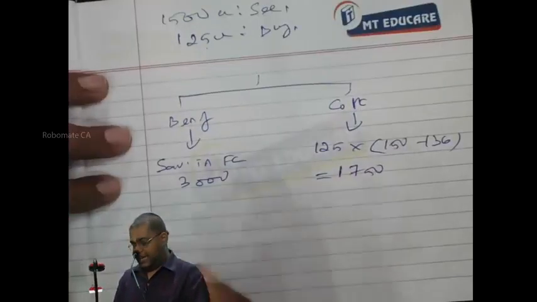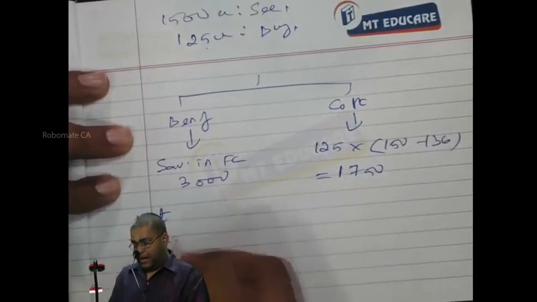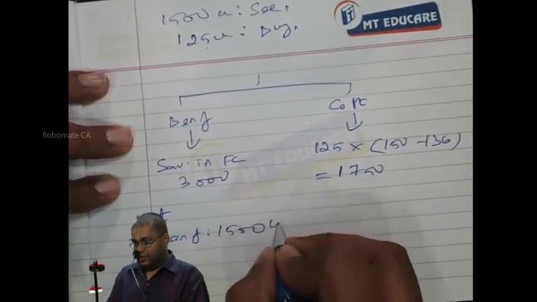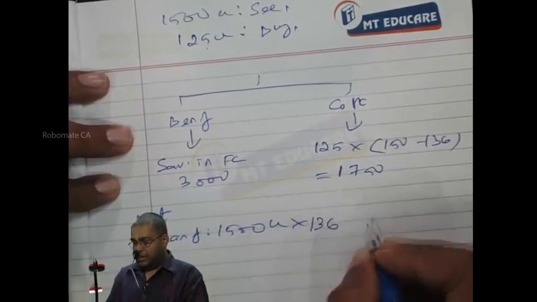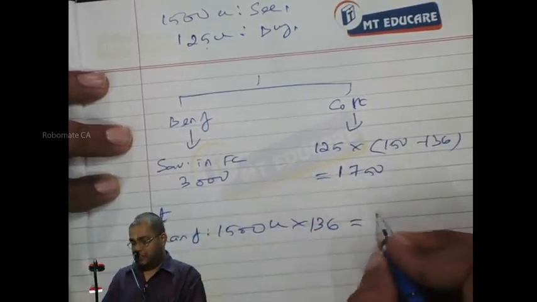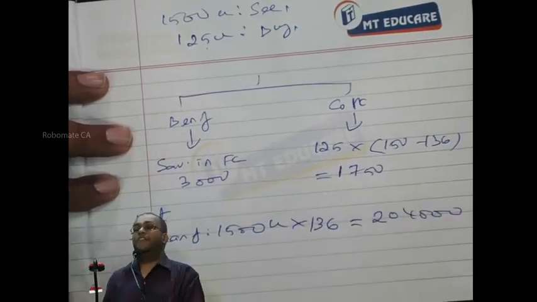We can also check alternatively, please. Now, tell me our plan. What is the plan here? Manufacture how many units? 1,500 units. And how much rupees here? 136. Tell me what the amount here? 1,500 into 136. Tell me the number. 2 lakhs 4,000. Are you all following what I am saying?